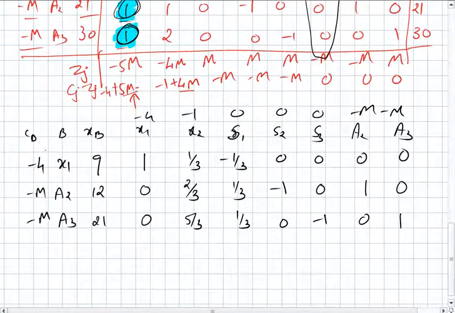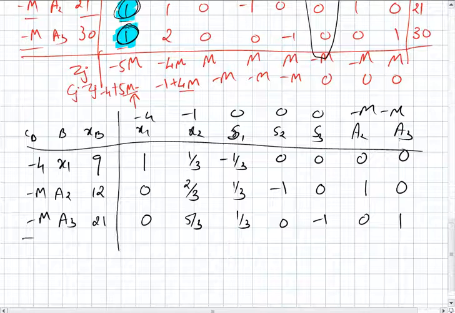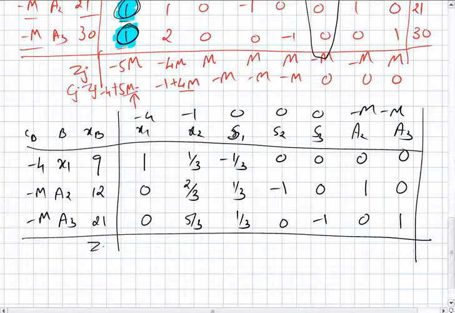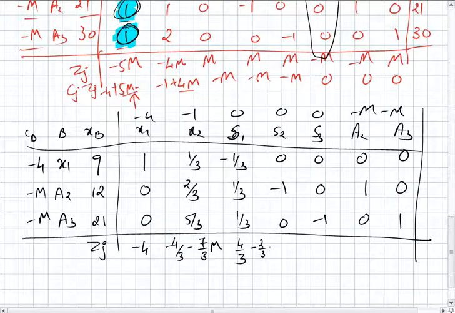Okay, now again evaluate Zj. So here it is -4 times 1, it is -4, -4 times 4 by 3, -2 by 3m plus 5 by 3m, so 7 by 3 m. Here it is 4 by 3 minus 2 by 3 m. Here it is minus m. So it is m. Here it is m. Here it is minus m and minus m.